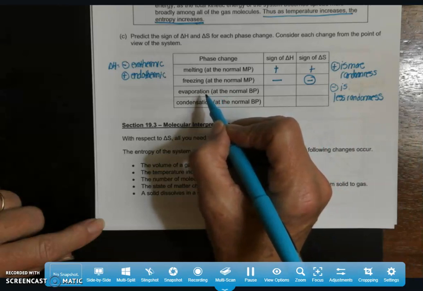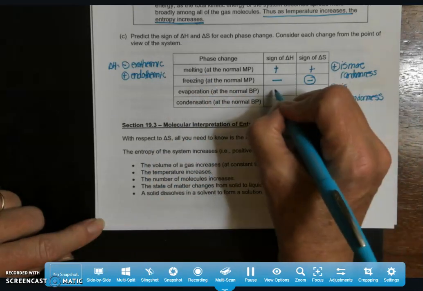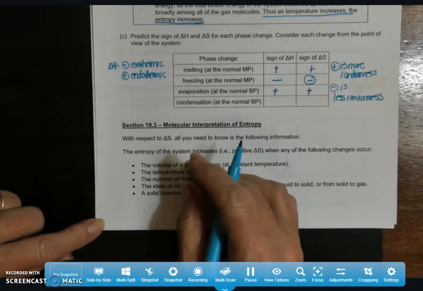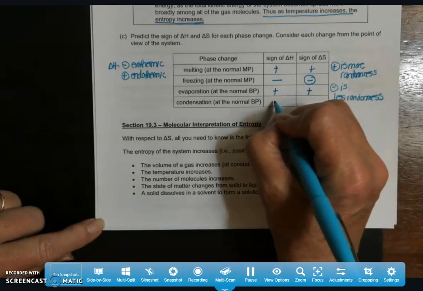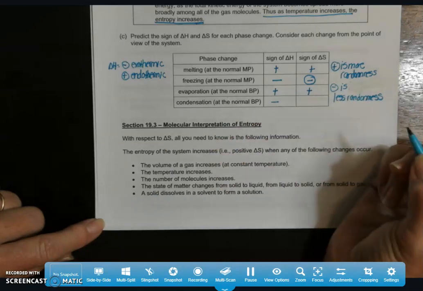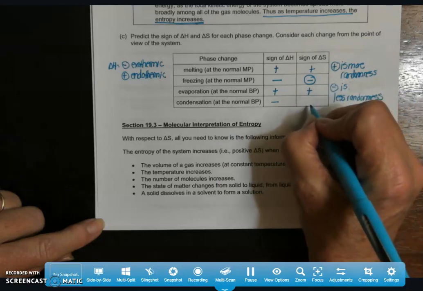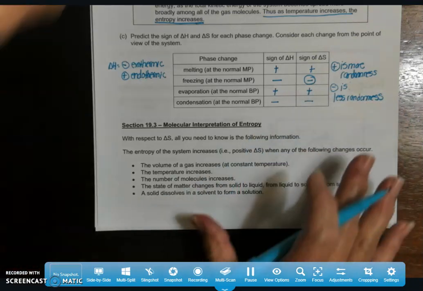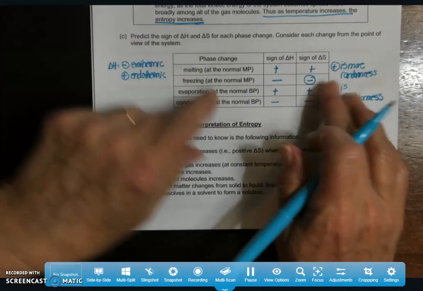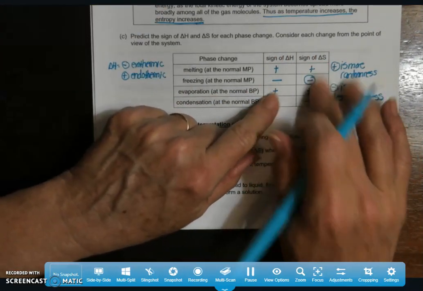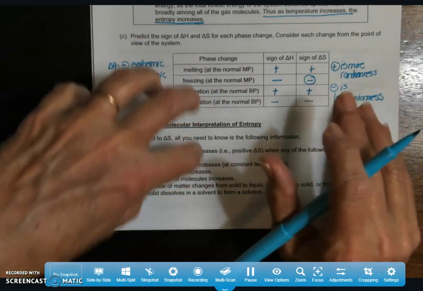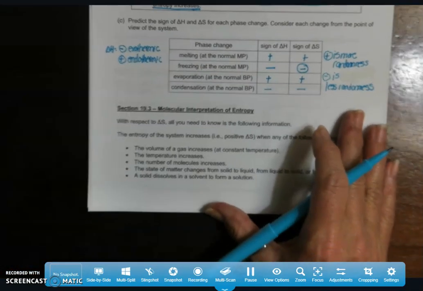Evaporation is very similar to melting in that it's an endothermic process, and I'm going to more randomness. And condensation, again, is going the opposite direction. That is going to release energy. It is exothermic, and it is less random, and so it will be negative. Okay, so knowing that, watch your signs here. You're going to have three variables in these equations, and they can all be negative or positive, so we're going to have to work with that.